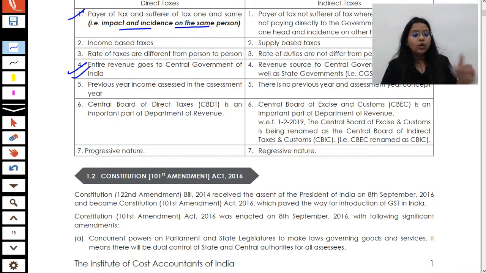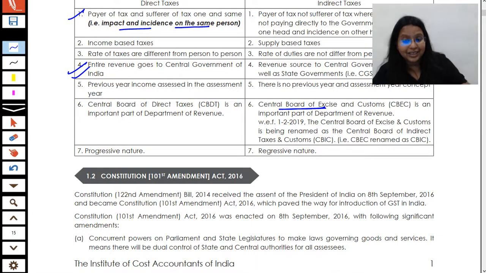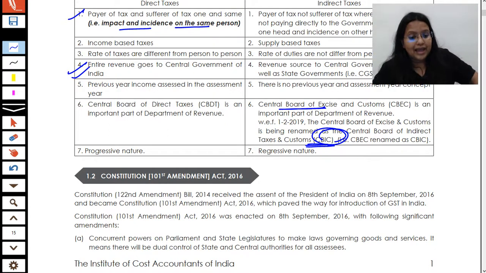Okay. Now, which is a part of the Department of Revenue for DT? CBDT. And which is for IDT? CBIC. Here it is written CBEC, but it is an outdated name. The updated name is CBIC, so in your examination, you have to write CBIC directly. As I told you, direct tax is progressive in nature, but indirect tax is regressive in nature.